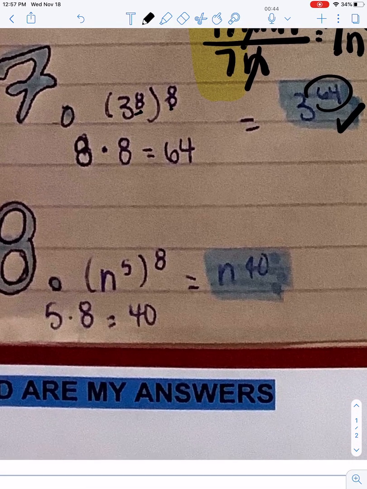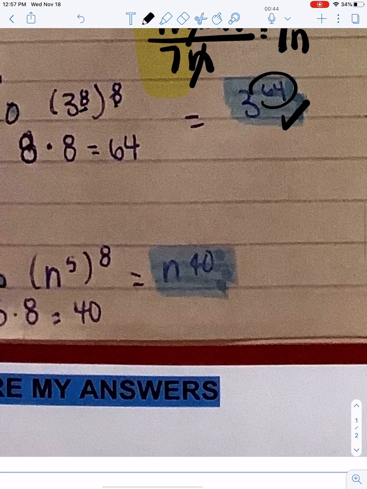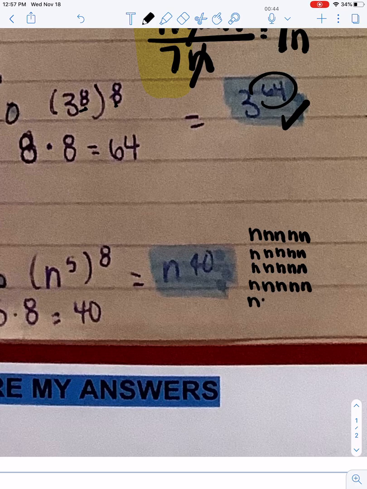For number 8, n to the 5th to the 8th power is absolutely correct. And I'm not going to write this one out, but you totally could. 1, 2, 3, 4, 5. So there's your first set. There's your second set. There's your third. Fourth. I guess I'll just go ahead and write it all out.